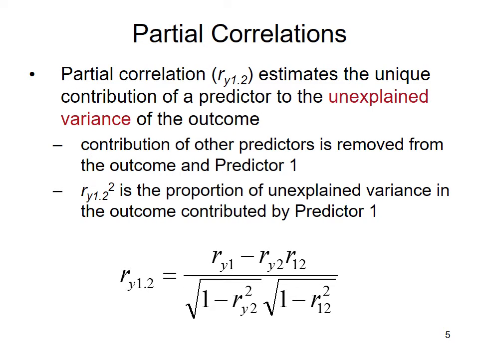By comparison, partial correlations estimate the unique contribution of predictors to the unexplained variance of the outcome. The contribution of the predictor is removed from the outcome and predictor 1. So any other predictors are removed from the outcome, and any other predictors are removed from predictor 1. All we care about is unique variance in the outcome predictor 1 is explaining, and unique variance in the outcome that is not explained by any predictors. Again, this can be calculated by finding all of the individual R squares to run through this equation if you so wanted to.